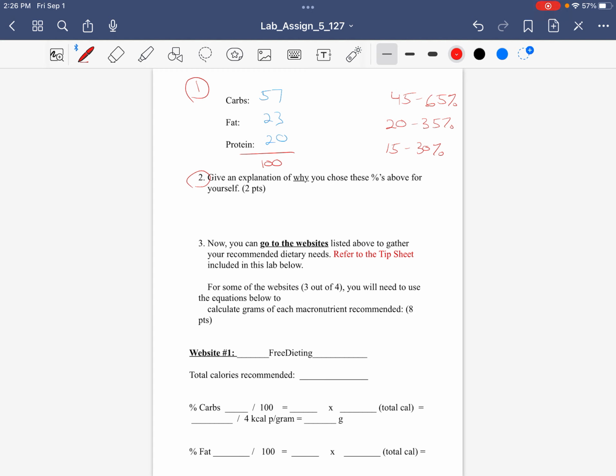After you do that, you have all the information you need to now go to the websites. 4 websites, as I said. Now, at the end of this lab worksheet, you will see some tips. I'm going to scroll ahead.